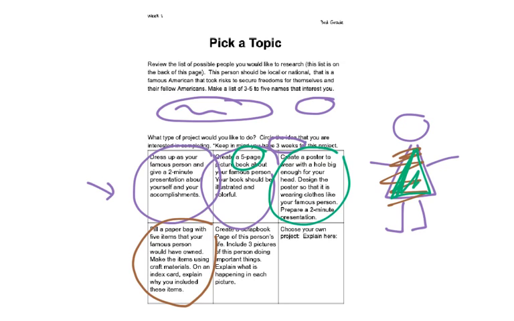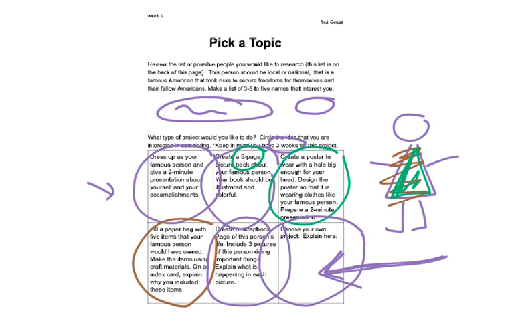The next option you could do is to create a scrapbook page of this person's life. Include 3 pictures of this person doing important things. Explain what is happening in each picture. So it could be pictures that the scholar is drawing or that they've printed off from the internet or other reliable source. And the last option is to choose your own project, but you need to explain it here.